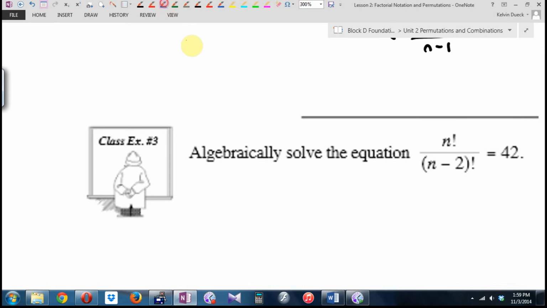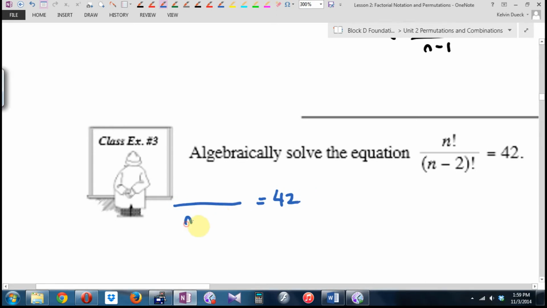First thing that I would do is I would drop down the equals and the 42. On the left-hand side, I want to simplify. What's bigger, n or n minus 2? I'm going to break that one down. So I'm going to rewrite the n minus 2 factorial. How can I break down n factorial? How can I expand it? Well, it's going to be n times what? Times n minus 1 times what? You know what? I could expand it further. I'll stop there and I'll just represent the rest of it with my factorial.